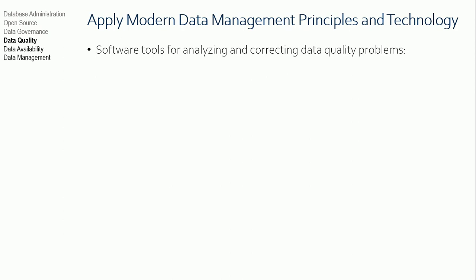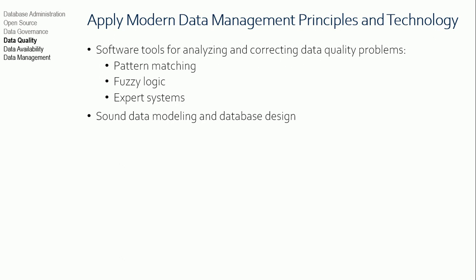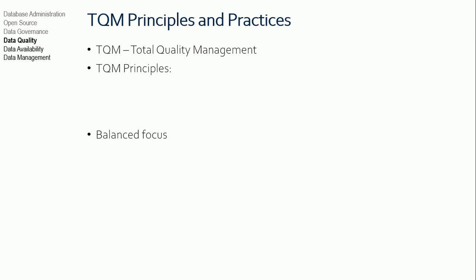So there are software tools for analyzing and correcting data quality problems. They can use pattern matching like regular expressions. I could teach a whole class on regular expressions. It's a pretty deep topic, but that's certainly one way to do it. You have fuzzy logic, expert systems, and one thing your book doesn't really talk about is artificial intelligence and machine learning, which is now being used for data management principles, to analyze data quality, for example. We do that in my line of work. I work a lot in the medical field, and we're starting to use machine learning to analyze medical records to look at the quality of that data.